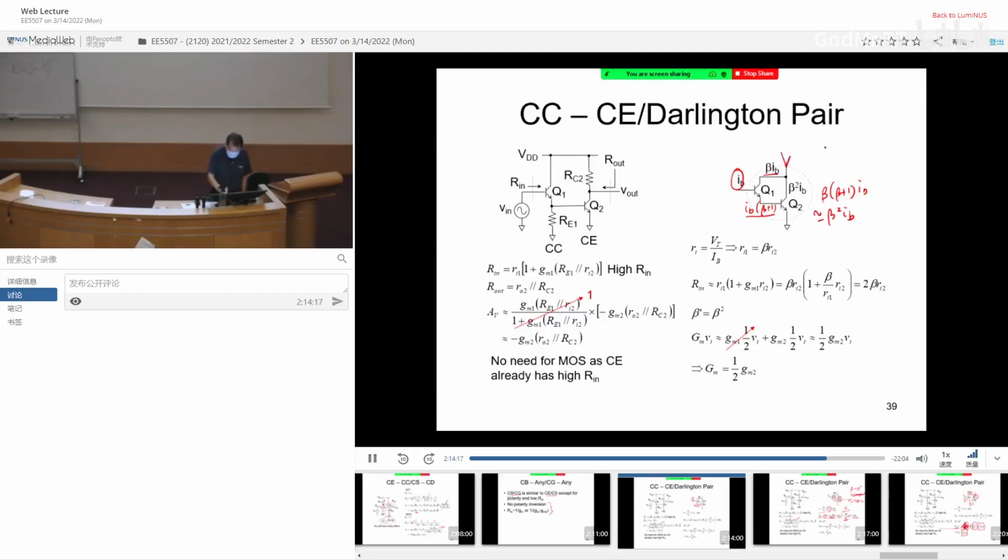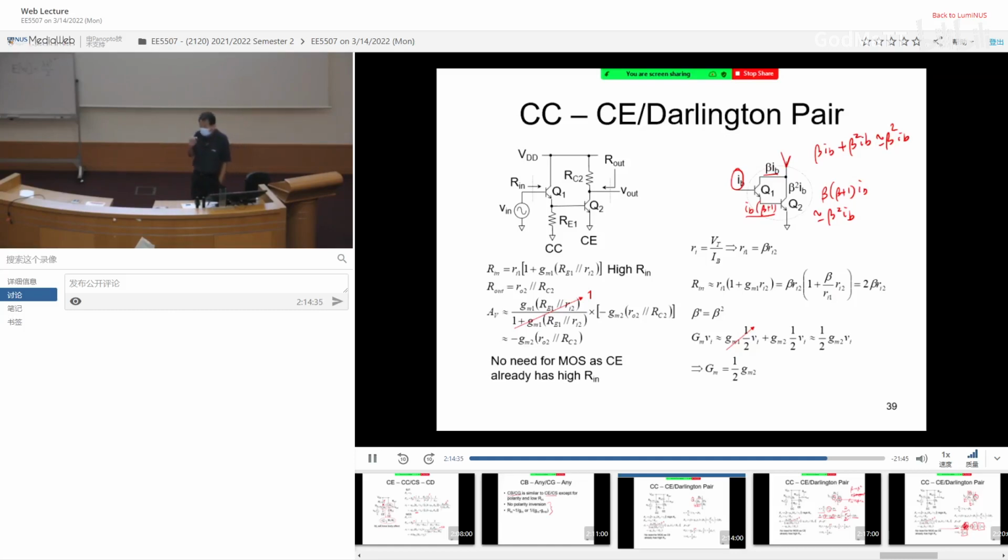The total current is the sum of beta IB plus beta square IB, approximately beta square IB. Right? You have $10,000, you have $1 million. I don't care about 10,000. Right? So that is the beauty.